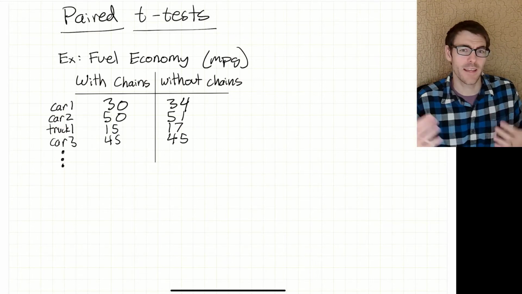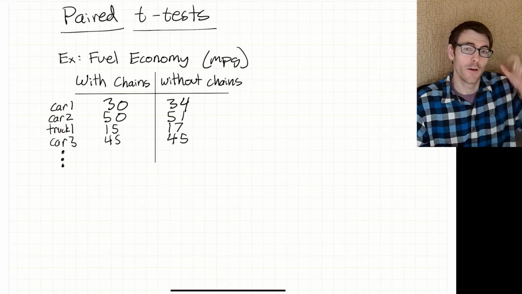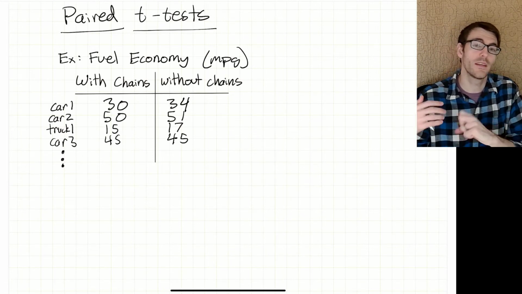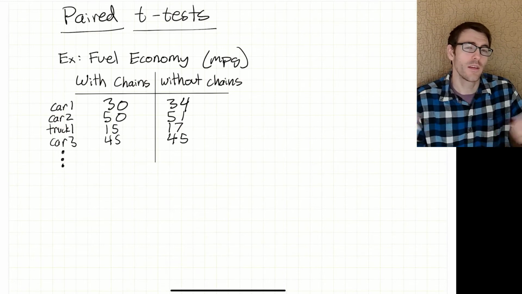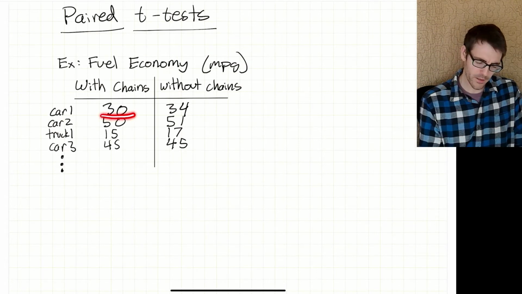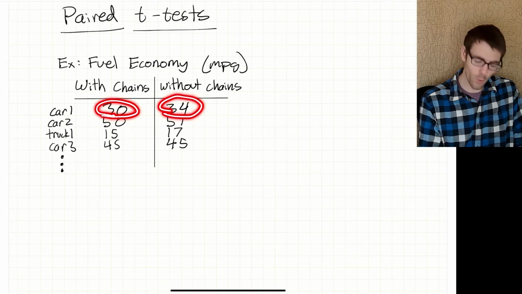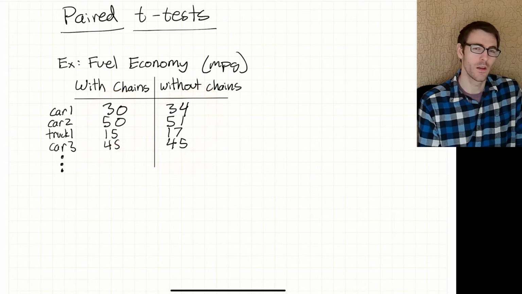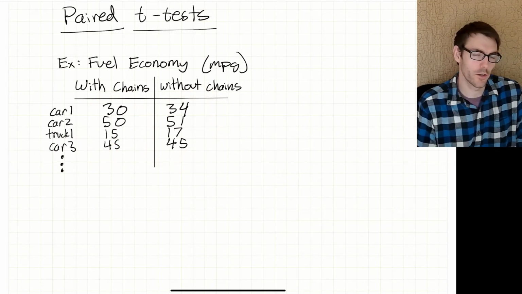And the advantage here is that if we're actually running this experiment, for each individual, in this case for each individual vehicle, we can test both with and without, and that gives us this direct comparison. Because we're comparing this 30 to this 34, rather than the average of all of these to the average of all of these, it's typically easier to make a stronger statement.